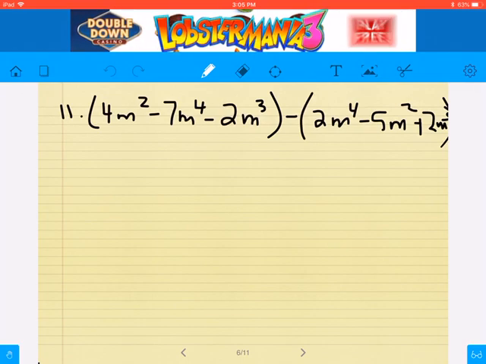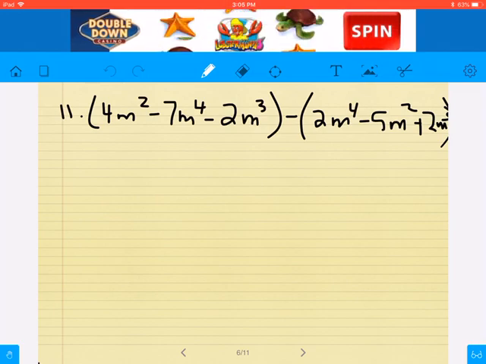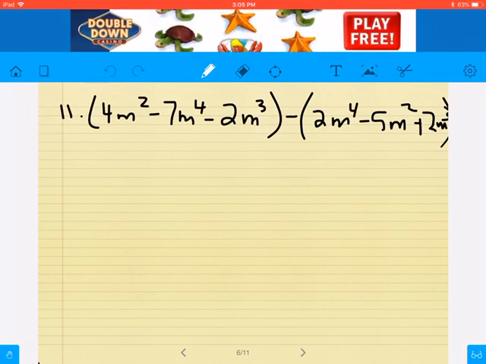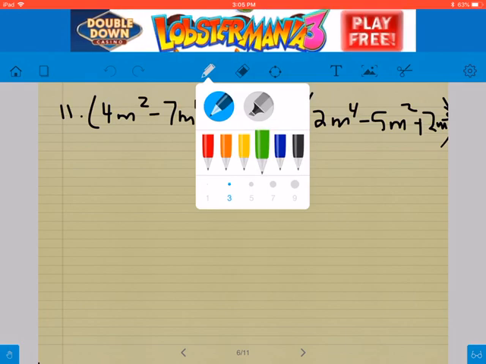Number 11 and 12 are still simplify the expression, which basically means that we need to combine like terms and we need to get rid of the parentheses. So let's go ahead and get started with that.